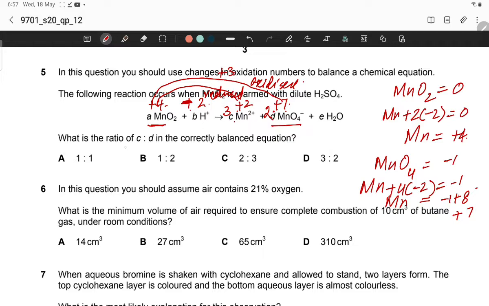So what is the ratio of C and D? Along with 3 it is Mn2+, 3 Mn2+, this is multiplied by 3, and this is multiplied by 2. So the ratio is 3:2.